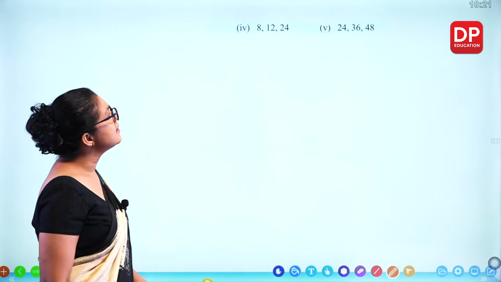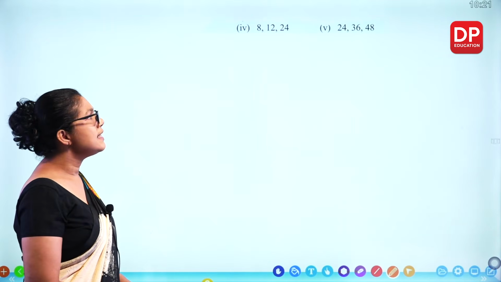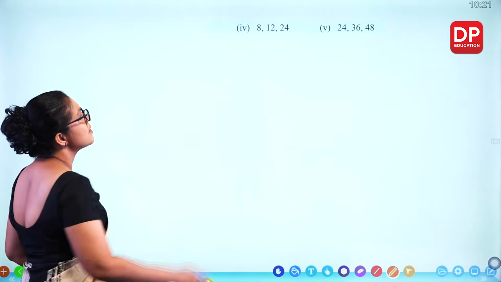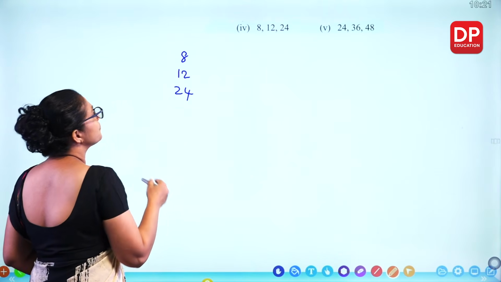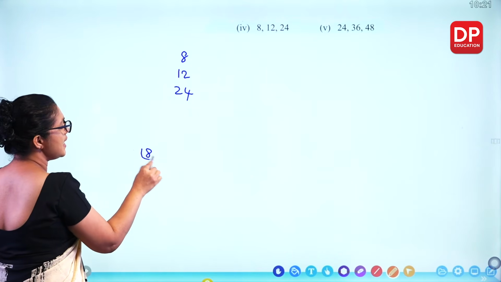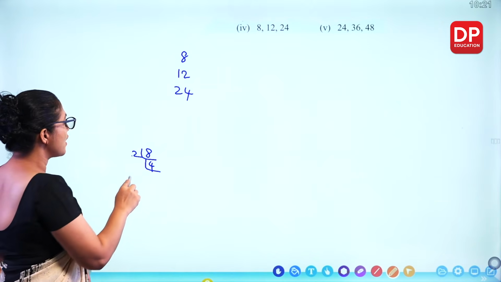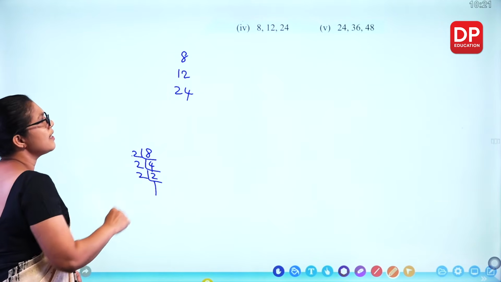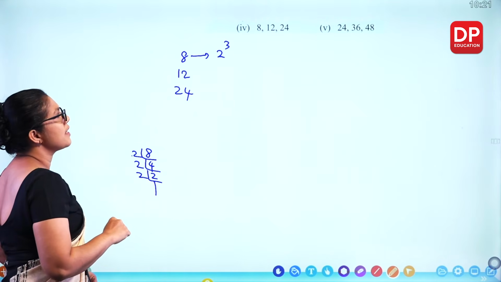Now we'll take these two. That's also asking you to find the least common multiple using prime factors. So 8, 12 and 24. How can you write 8? 2 to the power 2, divide by 2 you get 4. Divide by 2 again, 2. Divide by 2 again, 1. So 8 you can write as 2 to the power 3.